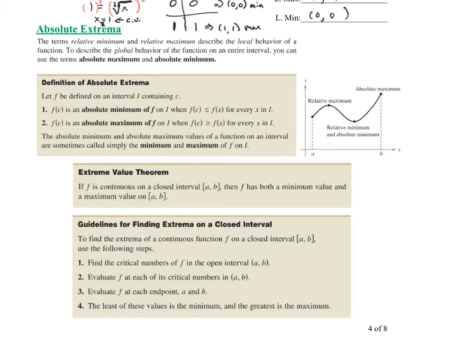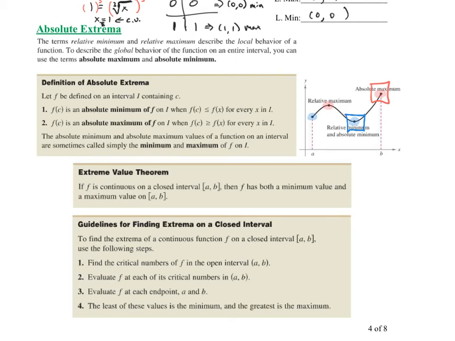For instance, look at this graph right here. I can see that I would have two different relative maximums, this point right here and this point right here, but one of the maximums is higher than the other. The one that is the highest of all relative maximums is called the absolute maximum. Likewise, looking at this graph, I actually have two relative minimums, two lowest points in the graph, but the absolute minimum would be the point that's lowest over the entire specified interval or domain of the graph.